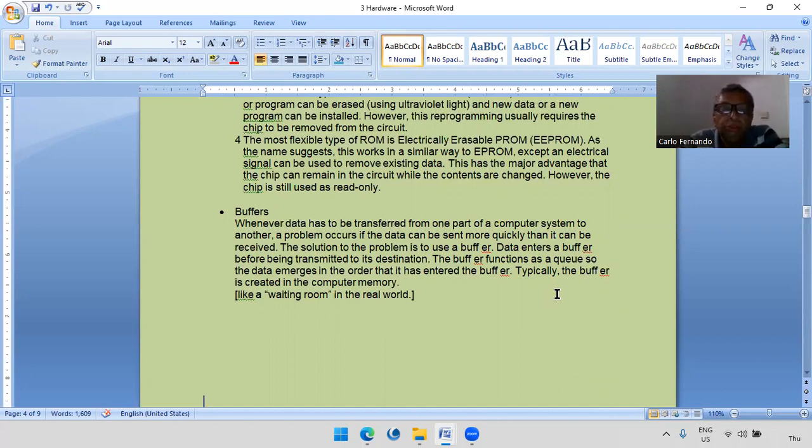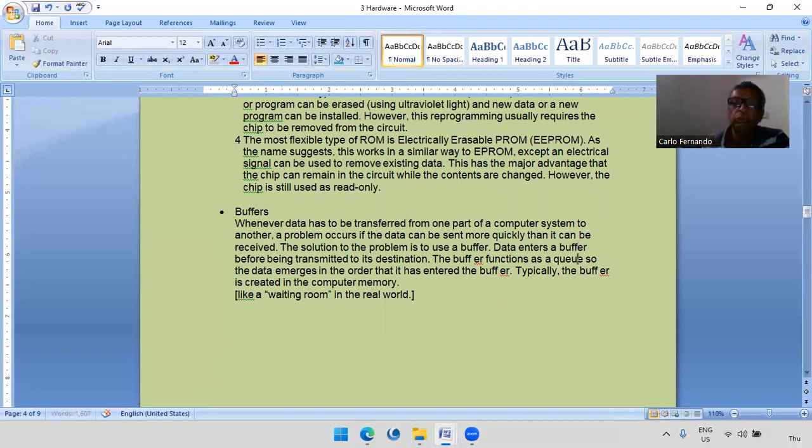The solution to the problem is to use a buffer, like a temporary place, without rushing everything to the destination. You just keep it here. Data enters a buffer before being transmitted to its destination.